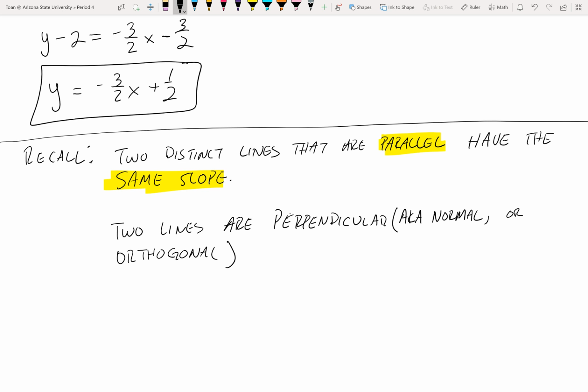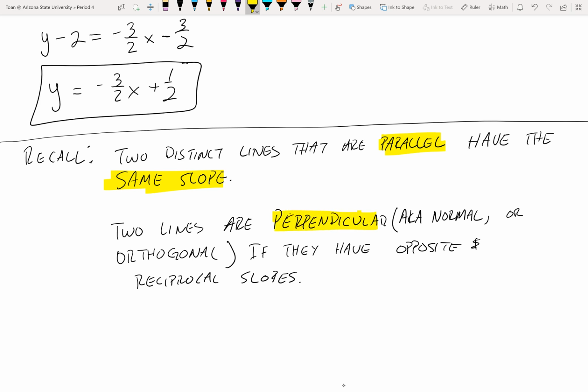So two lines are perpendicular if they have opposite and reciprocal slopes. So the mental trigger, the mental connection I want you guys to make is every single time you think of perpendicular, you're thinking of opposite and reciprocal. Perpendicular means opposite and reciprocal. Right.